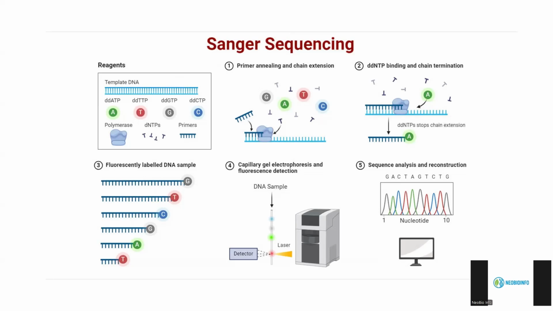And in the third step, we can see the fluorescently labeled DNA samples. Each fluorescence has different labeled DNA samples and also nucleotides T, C, G, A, and then capillary gel electrophoresis and fluorescence detection. On this basis, the DNA sample is detected with the laser detector, followed by sequence analysis and reconstruction of the nucleotides on the basis of their position. How they detect, we can see here: G, A, C, 1, 2, 3 up to 10. These are the nucleotides they detect like this.